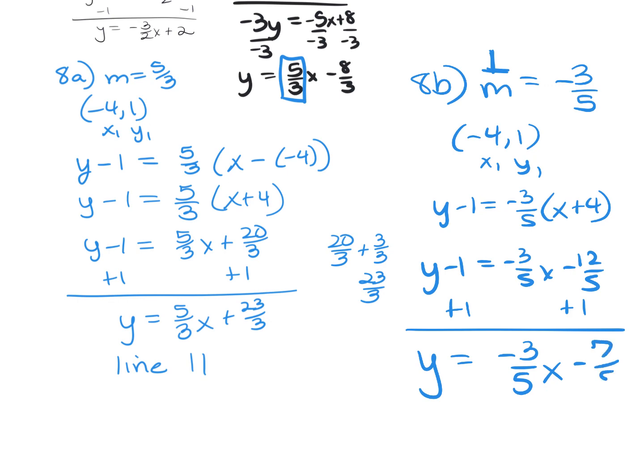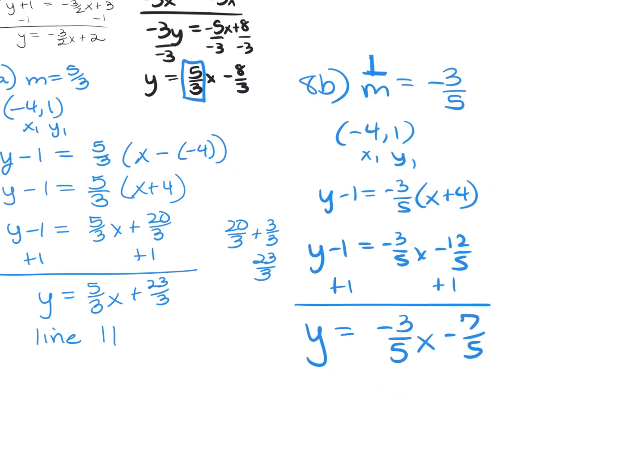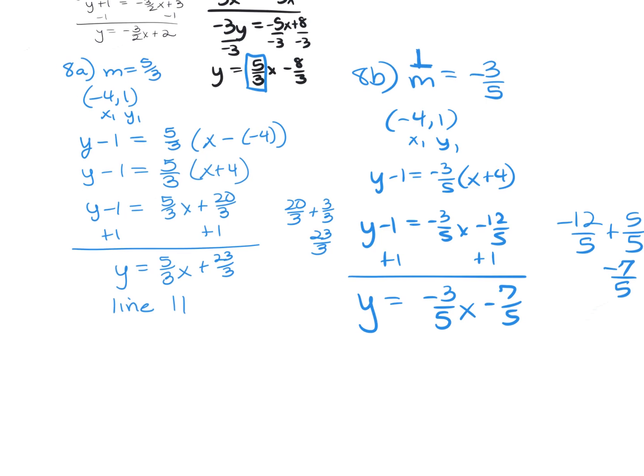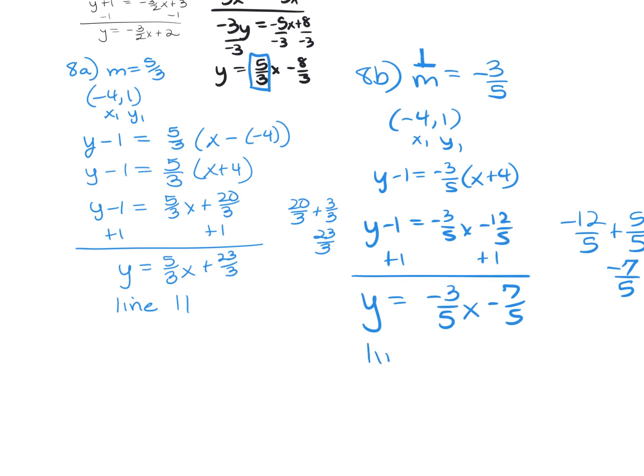minus 7/5. So let me go ahead and show you the subtraction. I'm doing -12/5, that whole number 1. I'm going to make 5/5. Signs are different, subtract. And that's how I got the -7/5. So this would be the line perpendicular to that equation going through that specific point.